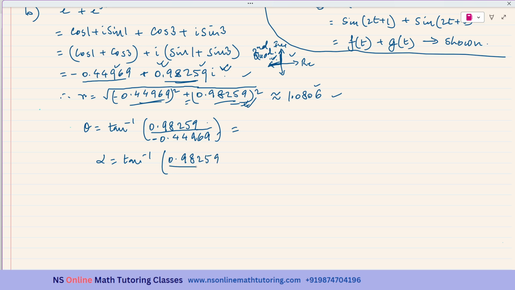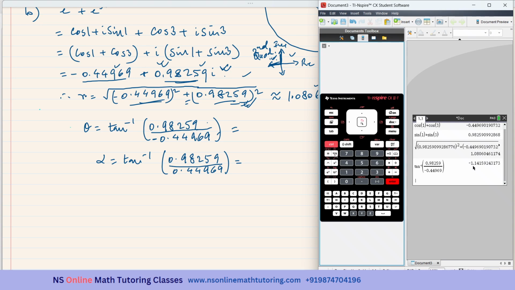0.98259 over 0.44969. Okay, let us see what value do we get for alpha. So this is again tan inverse 0.98259 over 0.44969. Now let's see what do we get.